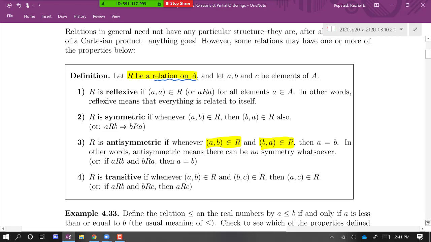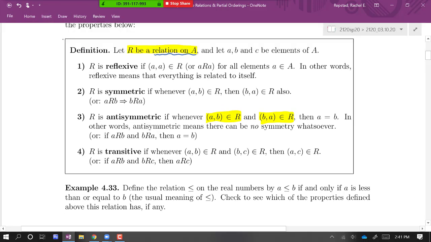And then transitive. A relation is transitive if whenever you have A related to B and B related to C, then A is related to C. Sort of like a leapfrog property.